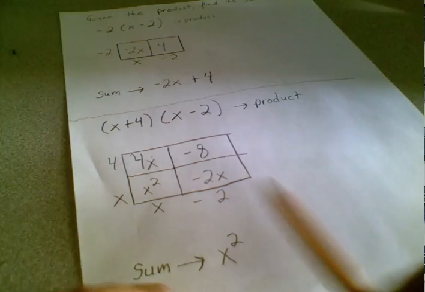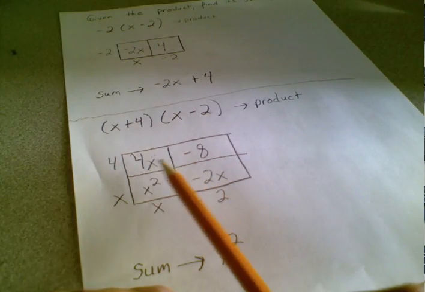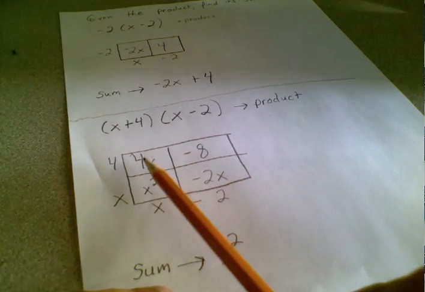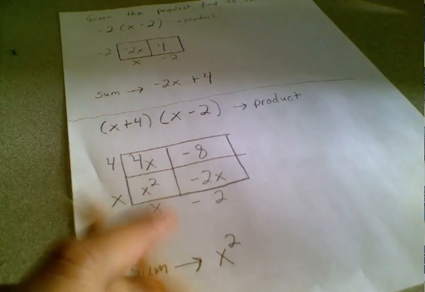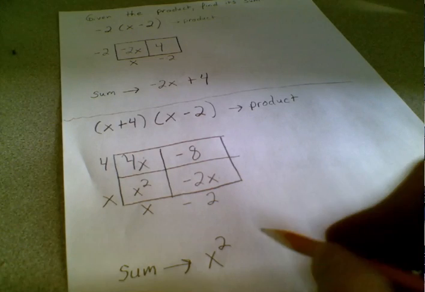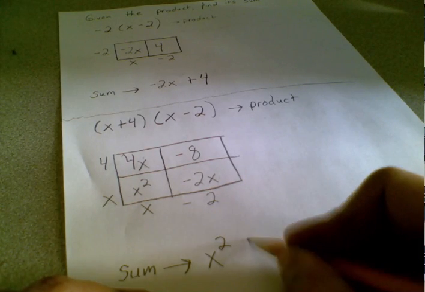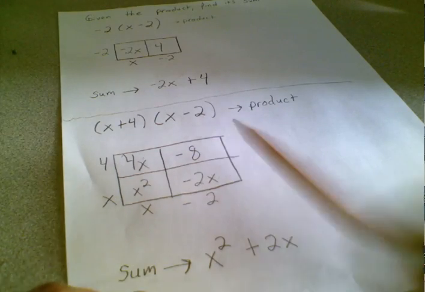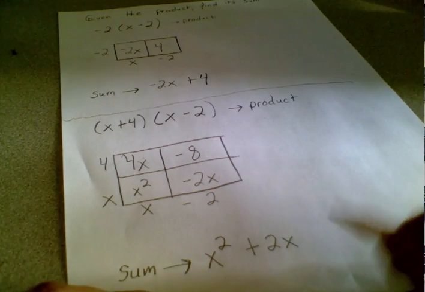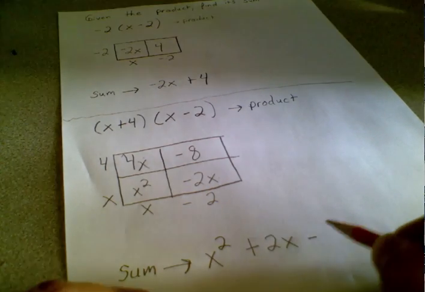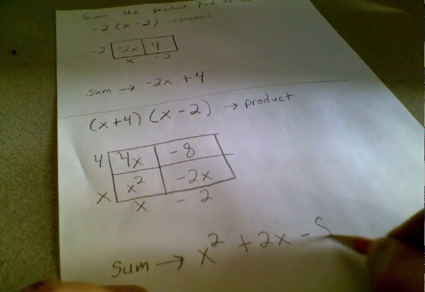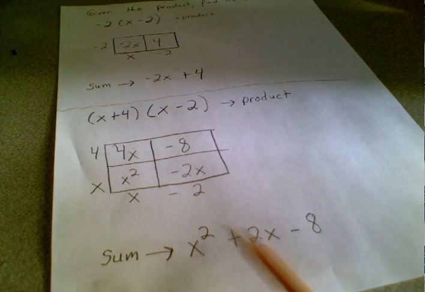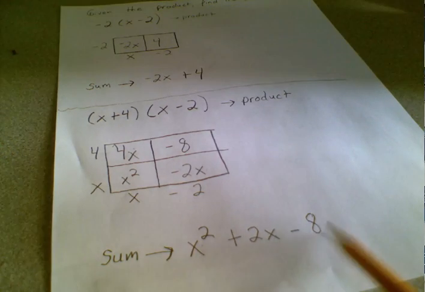Okay, and this should just be a review for you. And now I've got to add together like terms. I see the x terms here are alike. I have 4x minus 2x. If I were to ask you what's 4x minus 2x, you would tell me that's positive 2x. And there's nothing to add together with the negative 8. So I'm just going to write my sum like so. Here is my answer. My sum is x squared plus 2x minus 8.